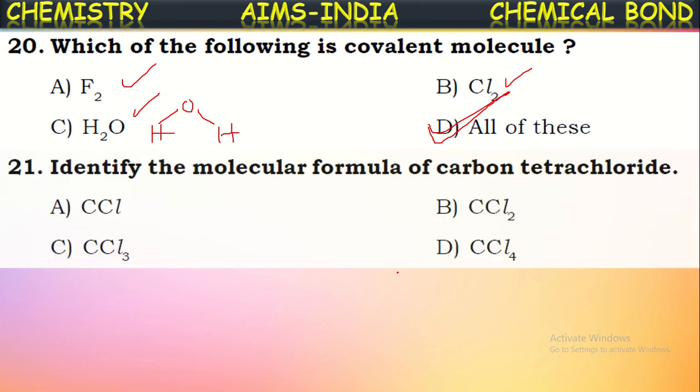Okay. Next one. Identify the molecular formula of carbon tetrachloride. In the name itself it is a carbon tetrachloride. So 4 chlorine atoms combined with one carbon atom to form carbon tetrachloride. So the molecular formula is CCl4. Here we can understand this tetra. Tetra represents 4. Carbon with 4 chlorine atoms, CCl4.